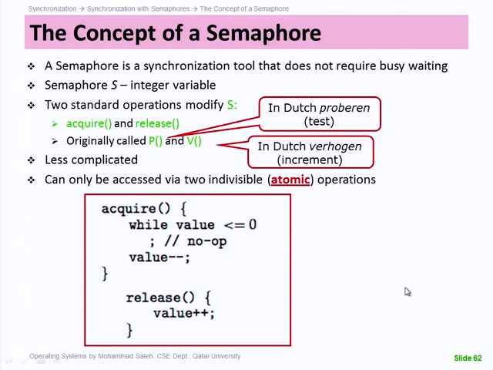So the concept of a semaphore, what is it? In the first place, a semaphore is an integer. A semaphore is just an integer with 2 operations. In fact, with 2 atomic operations. Atomic means if the operation started, no interrupt until it's finished. Okay? How is that implemented?